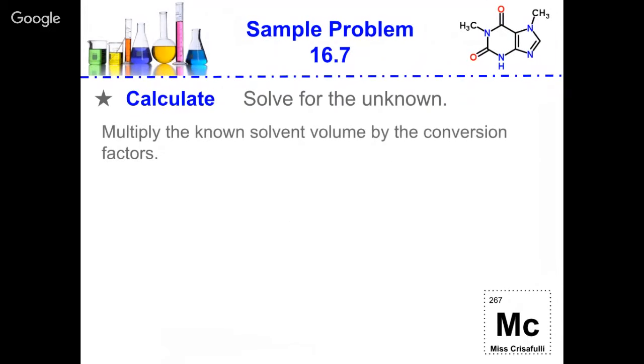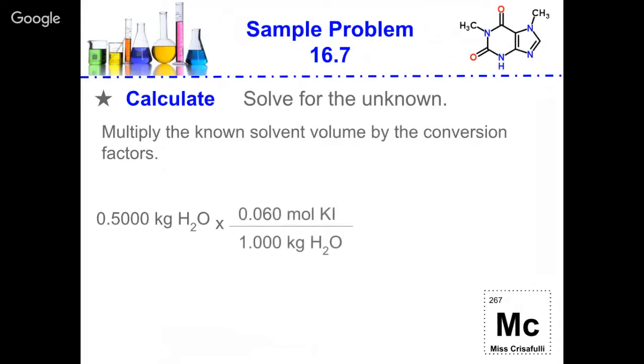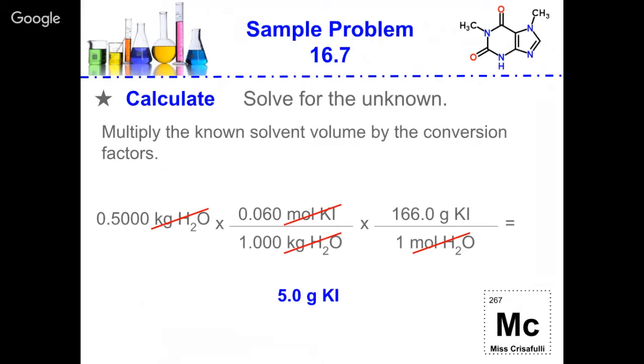Now we're going to multiply the known solvent mass by the conversion factors. So we have 0.5 kilograms. We're going to multiply that by 0.060 over 1 kilogram, which is the molality. Then we can make sure that our kilograms cancel. Then we're going to multiply by the molar mass. And when we do this, our moles cancel, and we're left with 5 grams of potassium iodide.